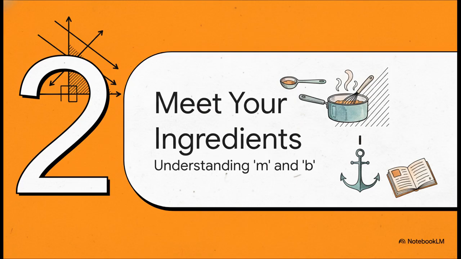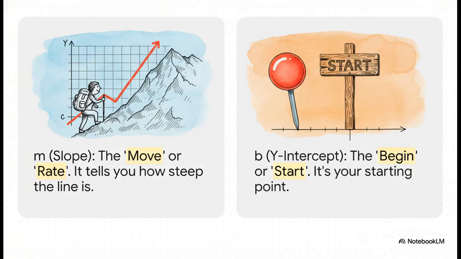Let's break them down. This right here is probably the best memory trick you're going to find. So m stands for the slope. The easiest way to remember it is m is for move. It's your rate. It tells you how steep the line is moving. Then you have b, which is the y-intercept. Just think b is for begin. It's your flat starting point on the graph. Just lock it in. M is for move, b is for begin.